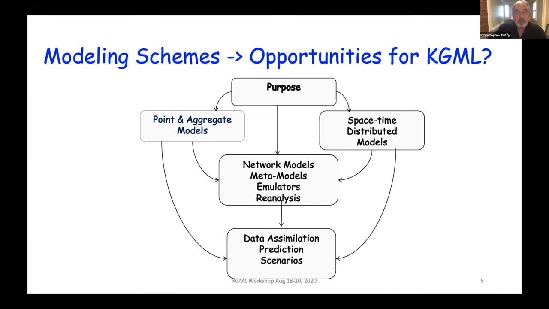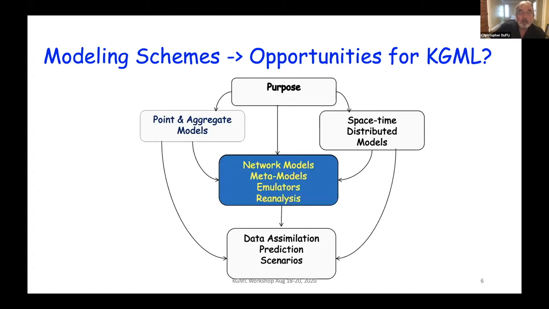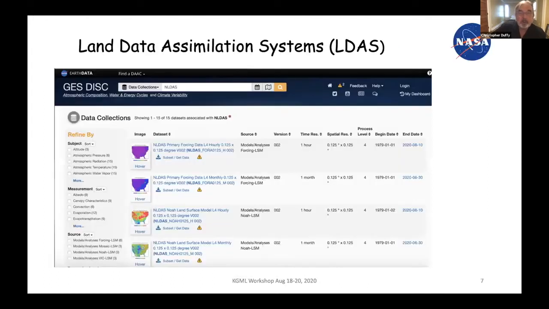The interesting next step is sort of how do we link these kind of model information and their purposes and the data that goes with them into, for example, network models, meta models, emulators, and I'll also bring in here reanalysis. Climate reanalysis is an important kind of data model structure that we make a lot of use of. And then finally, what are the products from this and how do we get them from data assimilation, prediction, and scenario development? Okay, well, I think network models, meta models, emulators, and reanalysis deserves a special look, in terms of KGML, and we'll look a little bit at an example of that.